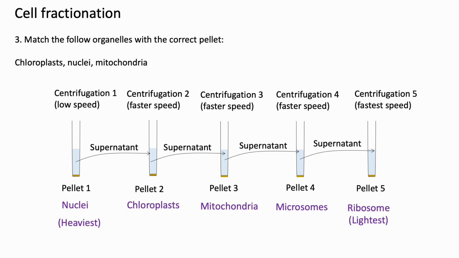Something that you don't need to know about, but maybe worth being aware of, is the other organelles as part of this homogenization process will get broken up, and so they will form what are called microsomes. So we can't really say that we would spin to get the rough endoplasmic reticulum, Golgi apparatus, because during that homogenization process, they would be broken up and they would form these sort of lipid droplets called microsomes. But you don't need to be aware of that.